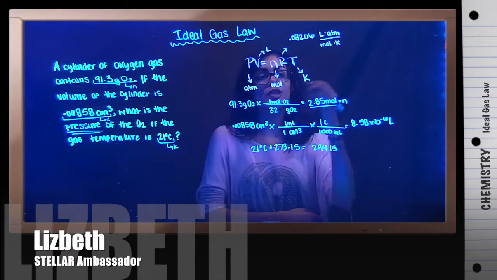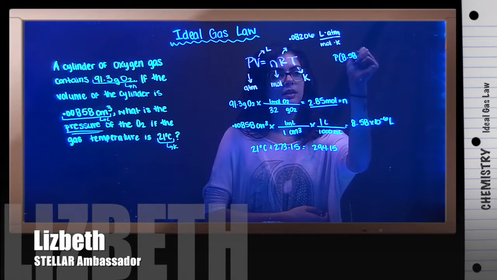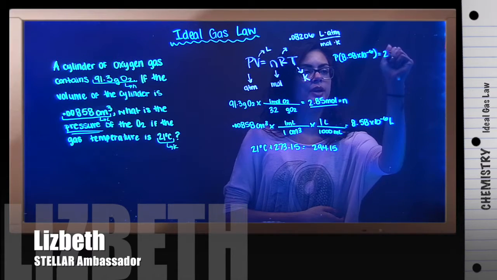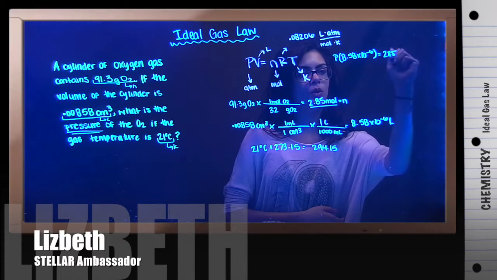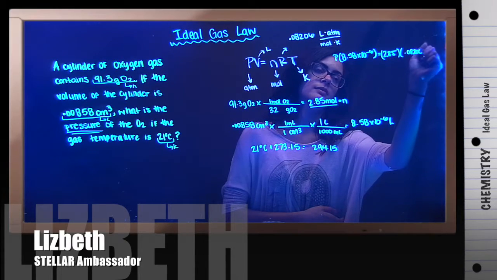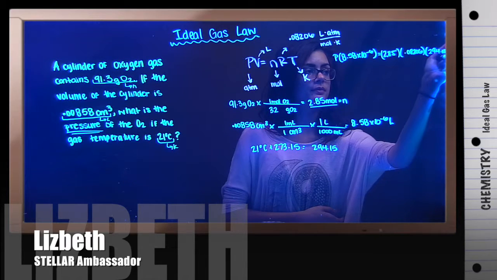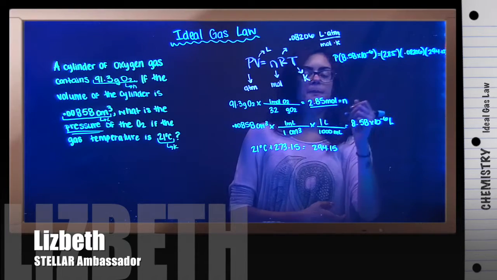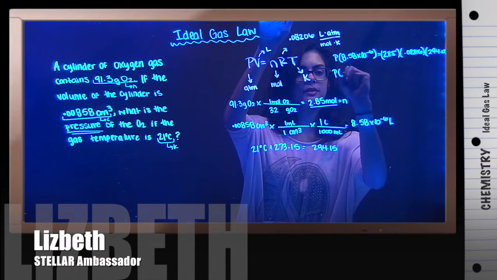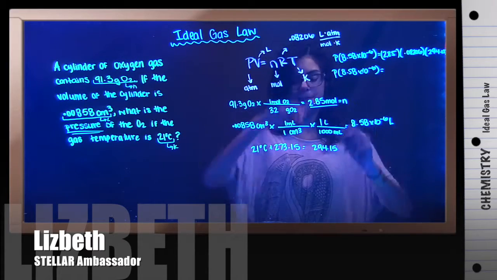So now that I have all these values, I can plug them into the equation. I'm solving for pressure, so it's going to stay there. My new volume, 8.58 times 10 to the negative 6, is equal to the number of moles, 2.85 moles, times my R constant, times my temperature. I'm going to go ahead and do the right side first. So this stays, this comes down, times 10 to the negative 6. And let's see what that equals.